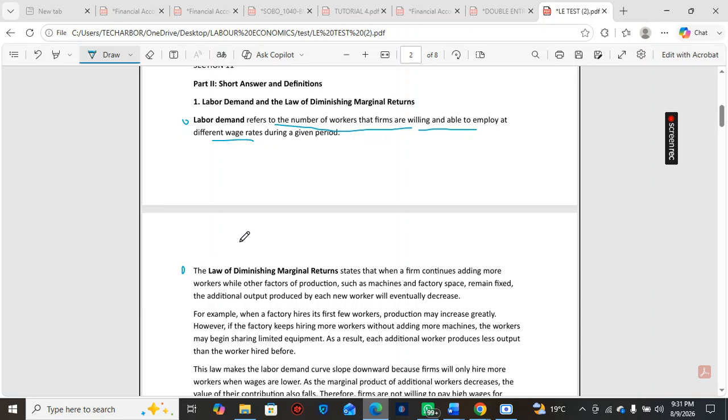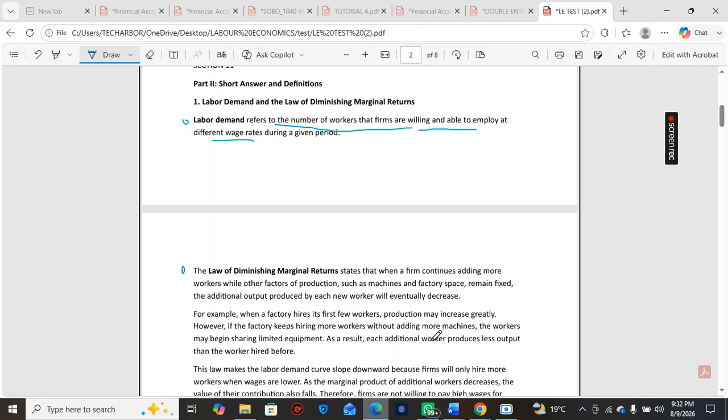If you hire the first worker, the output will be okay. One worker, three machines, they can use the machine efficiently. You hire a second worker and a third worker, three workers, three machines, one room, and everything will still be going well. But the more workers you keep on hiring, colleagues, imagine this room I'm talking about is a 3 by 5 meter room. Your land is fixed and you've got three sewing machines. Now imagine you have 10 workers in that room.